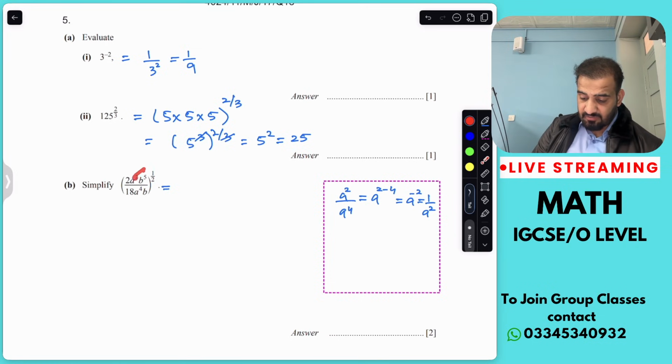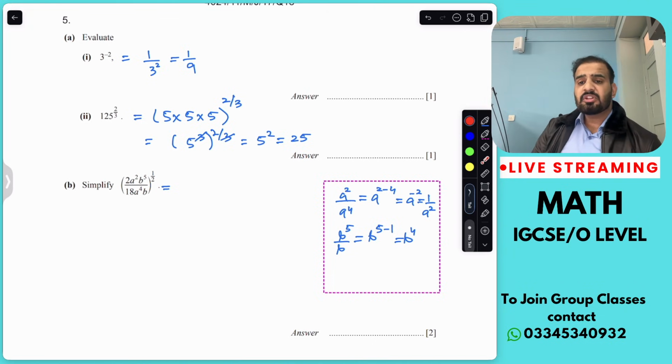Further you can see b5 over b. So b5 over b can be written as b5 minus 1, which is b4. You can ask me, sir, why did you write 1 over a square? Why not a raised to power minus 2? So you should know, students, that you try to keep the power positive. Okay, if you have some negative power in the answer, just write that power in positive.